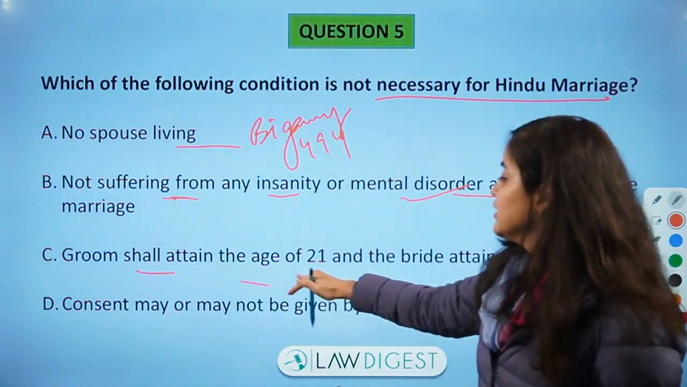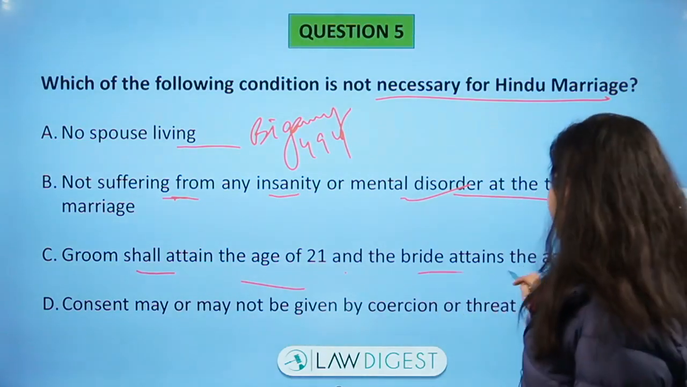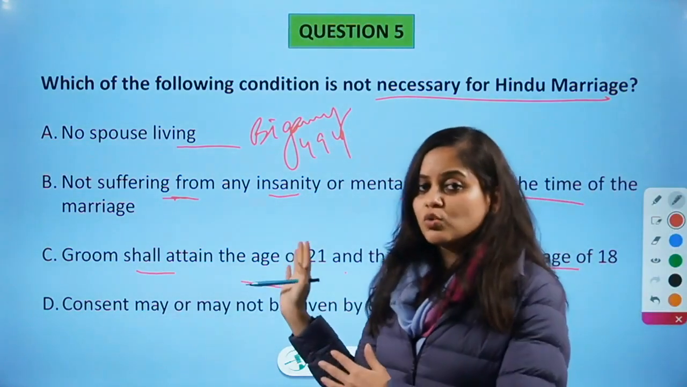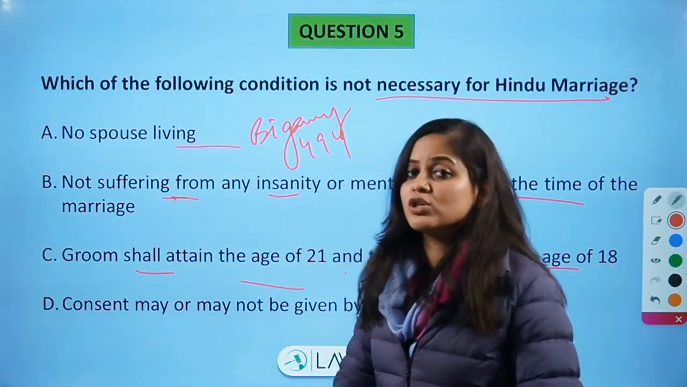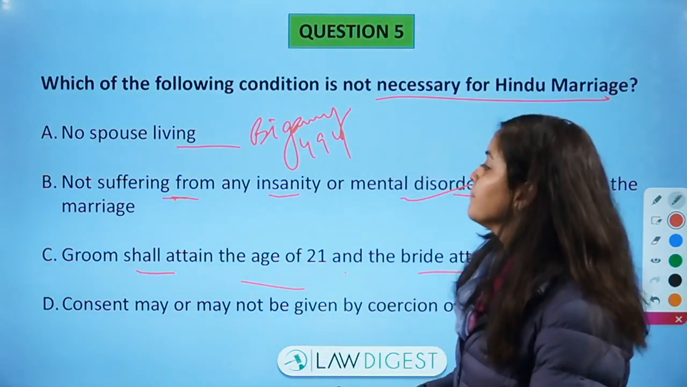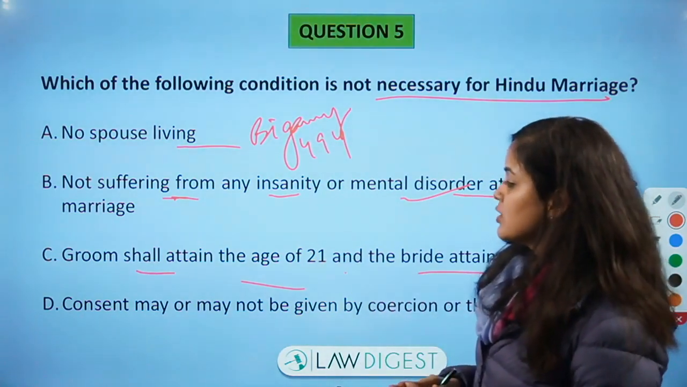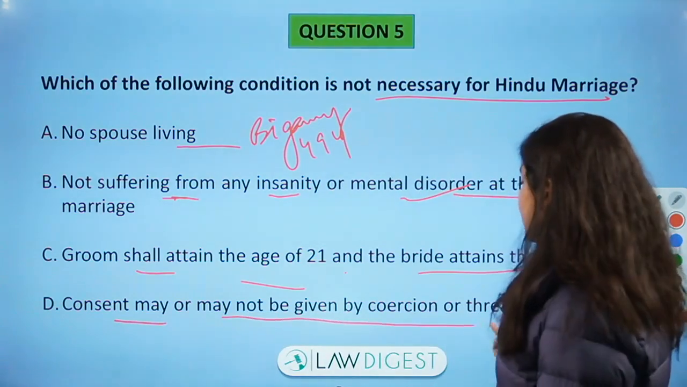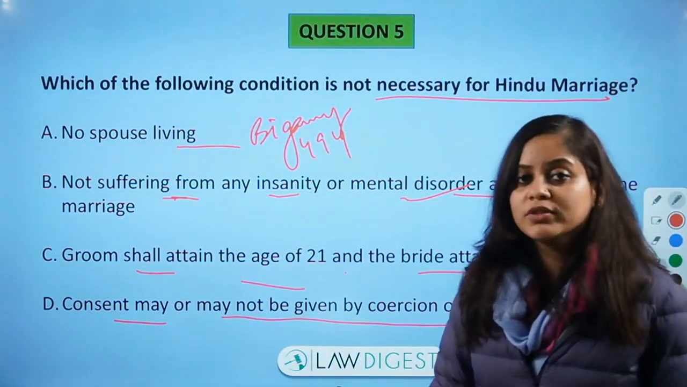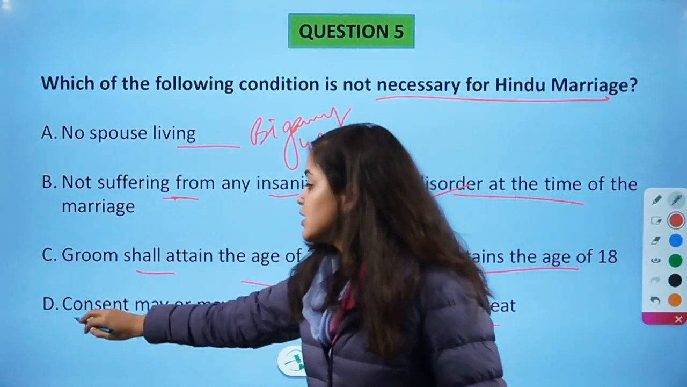Then groom shall attain the age of 21 years and the bride attains the age of 18 years. So the minimum criteria for age has been defined. Child marriage, as you know, is prohibited in India. So these conditions are also necessary. We are left with the last one, that is consent may or may not be given by coercion or threat. So this option is the correct option.